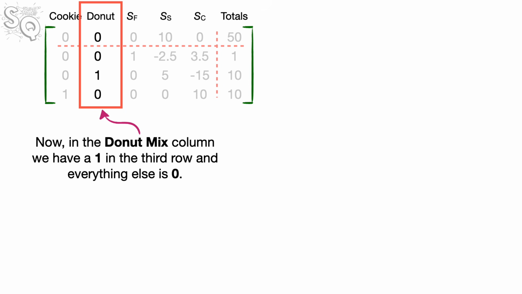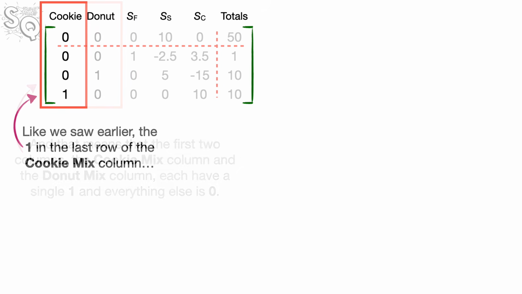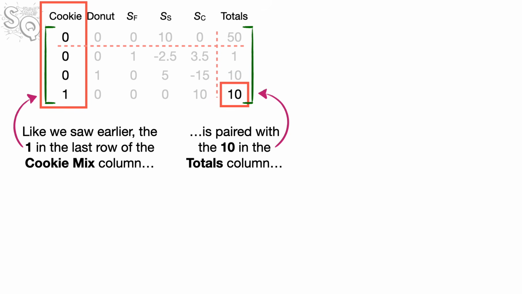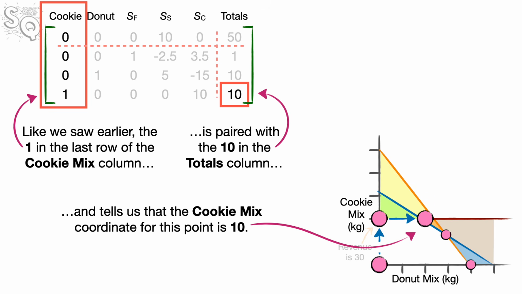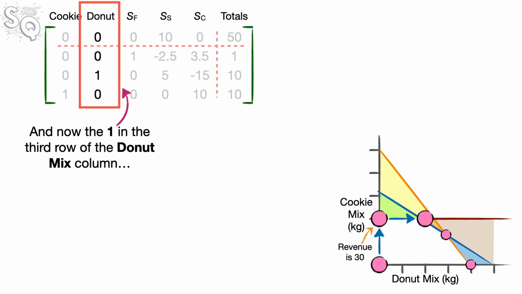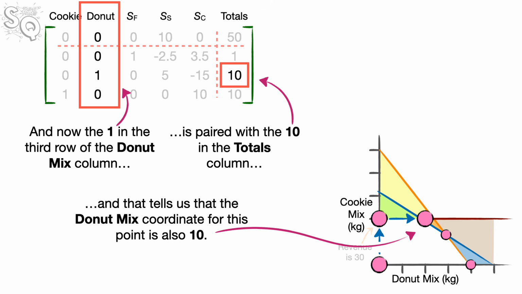Now, in the donut mix column, we have a 1 in the third row and everything else is 0. And that means the first two columns, the cookie mix column and the donut mix column, each have a single 1 and everything else is 0. Like we saw earlier, the 1 in the last row of the cookie mix column is paired with the 10 in the totals column. And this tells us that the cookie mix coordinate for this point is 10. And now the 1 in the third row of the donut mix column is paired with the 10 in the totals column. And this tells us that the donut mix coordinate for this point is also 10.